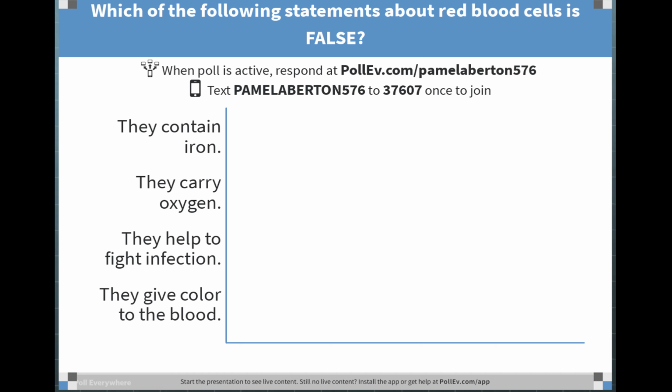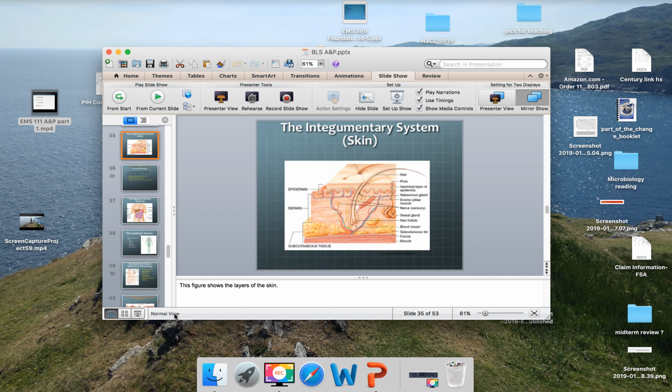All right? So which of the following statements about red blood cells is false? Well, they do have iron. They do carry oxygen. They don't fight infection. White blood cells do that. And they do give color to the blood. So the statement that's false is fighting infection.